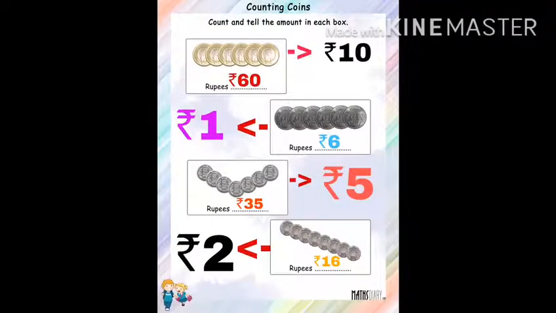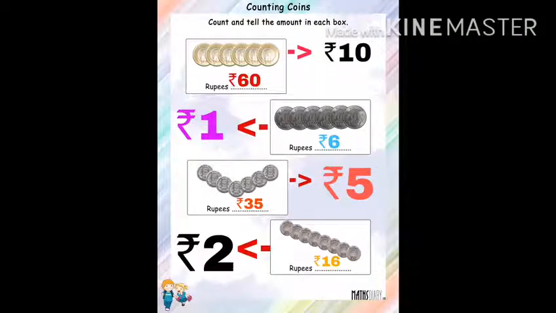Count and tell the amount in each box. Here the first one is 10 rupee coins. And how many coins are those? 1, 2, 3, 4, 5 and 6. 6 coins of 10 rupees. And when you count them, how much do you get? Rupees 60.